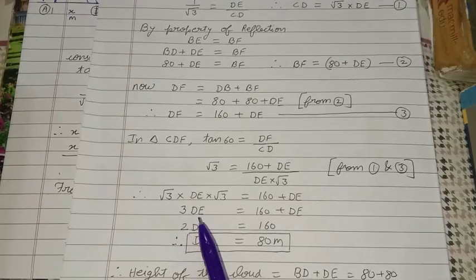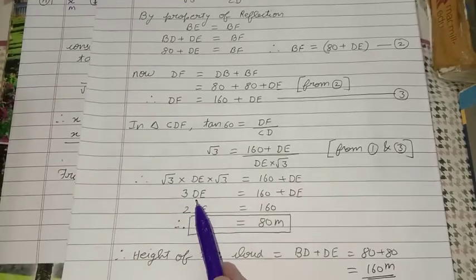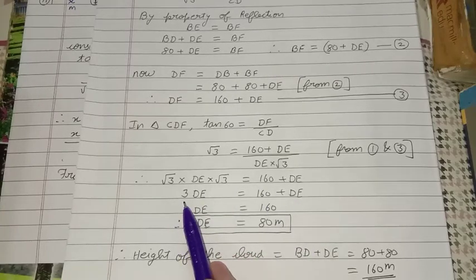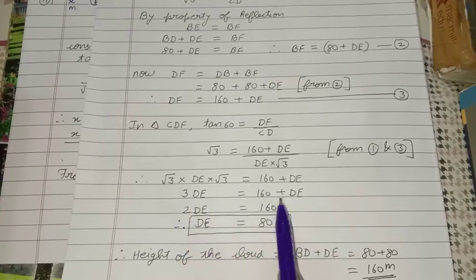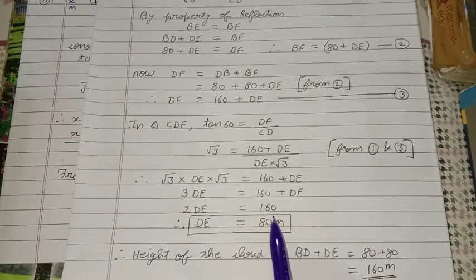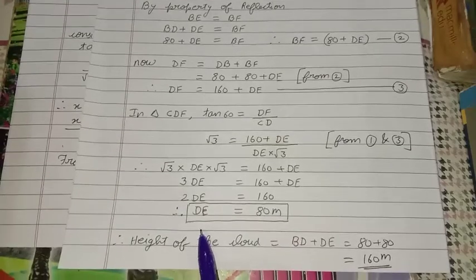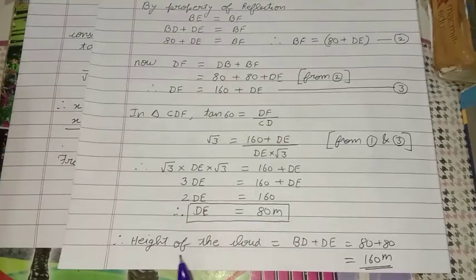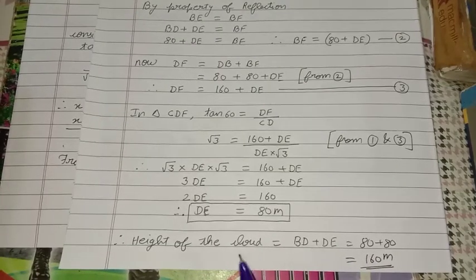So 3 DE. Now friends, look here. 3 DE and this DE taken to the left hand side, it will be 3 DE minus 1 DE. So it will be 2 DE is equal to 160, and therefore DE is equal to 160 by 2, that is 80 meters.